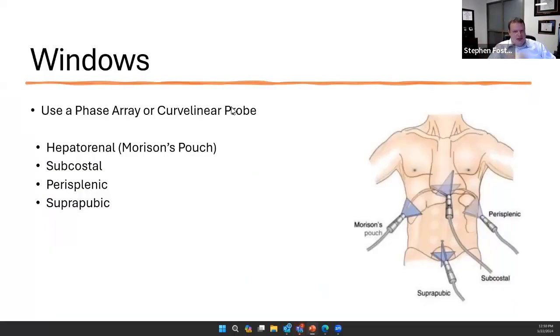So typically for these scans, you'll either use the phased array or the curvilinear probe. These give you a lot of depth and give you enough detail to see what's going on. There are 4 areas you're going to look at. The first one is Morison's pouch, or the hepatorenal side on the right-hand side, right upper quadrant. Subcostal when you're looking up into the heart. Parasplenic on the left, and then suprapubic when you're looking at the bladder.